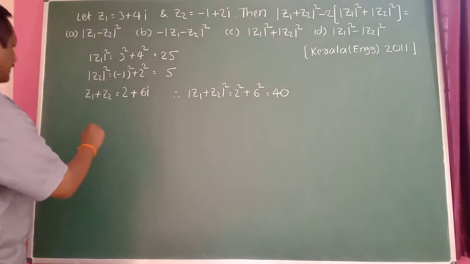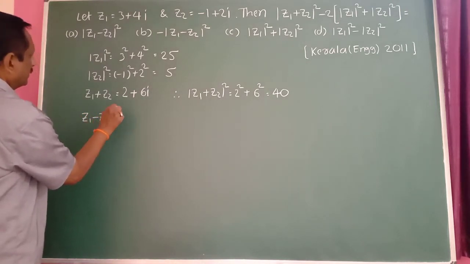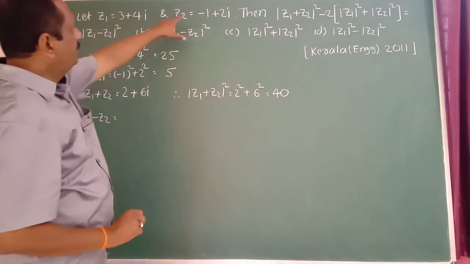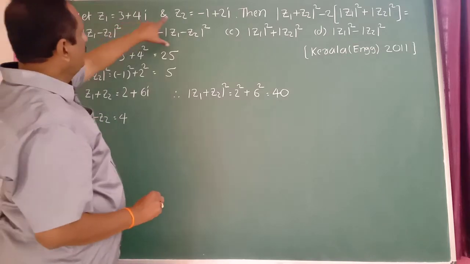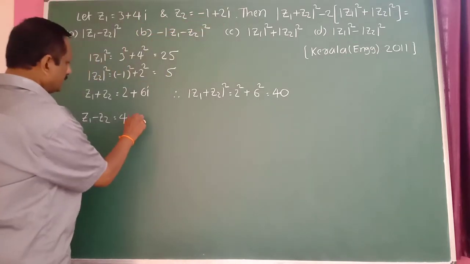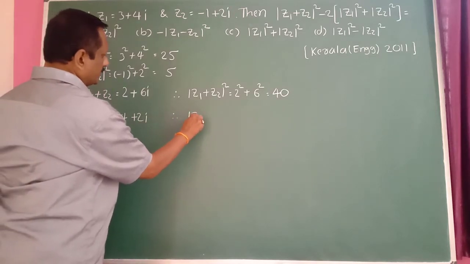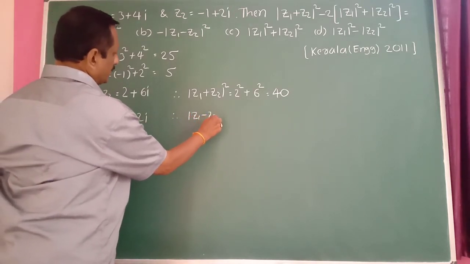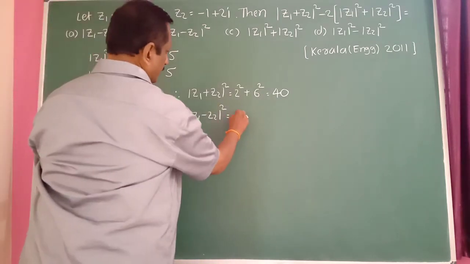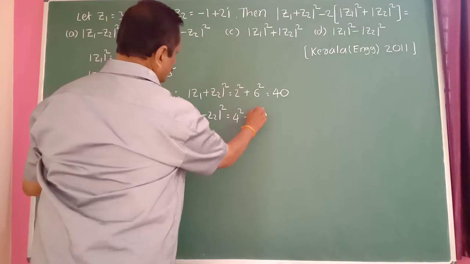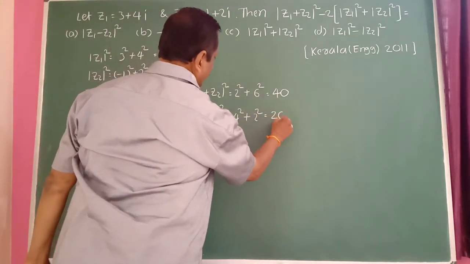Then z1 minus z2. 3 plus 1 becomes 4, 4i minus 2i becomes 2i. Therefore, modulus of z1 minus z2 whole square is 4 square plus 2 square. So 16 plus 4 becomes 20 here.